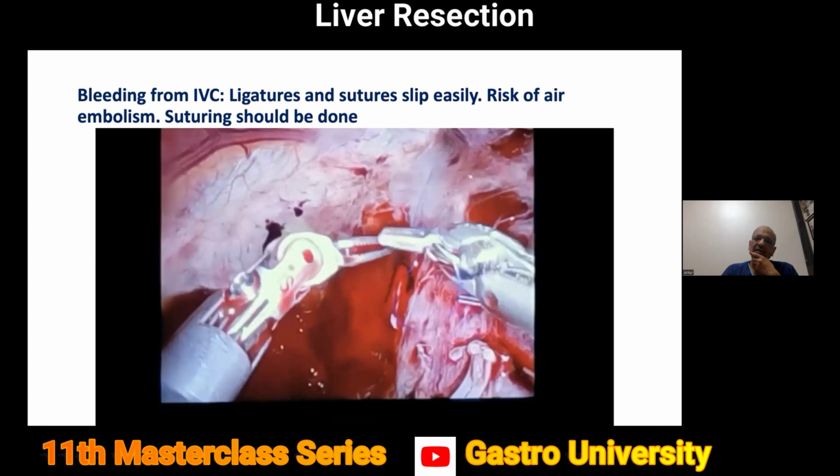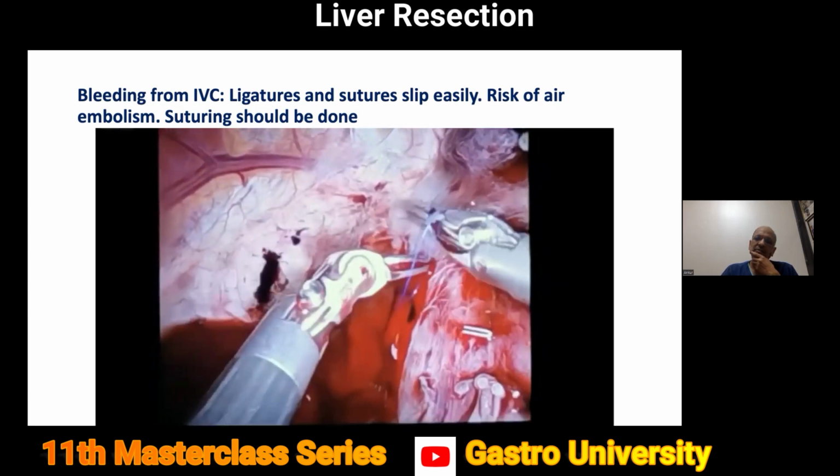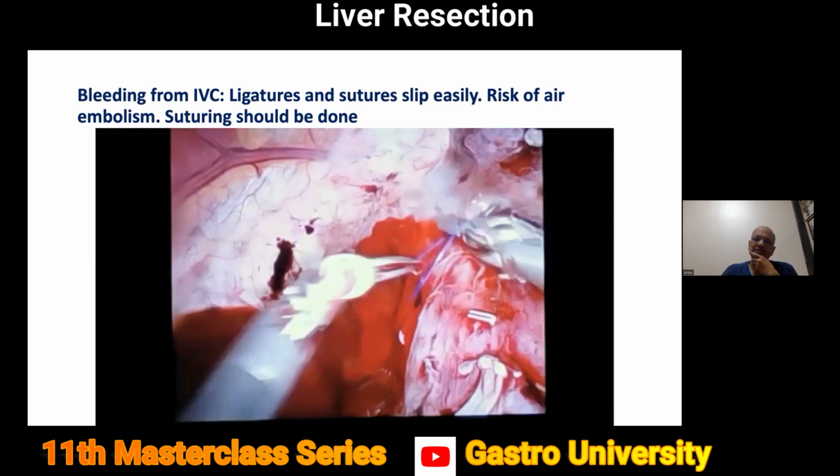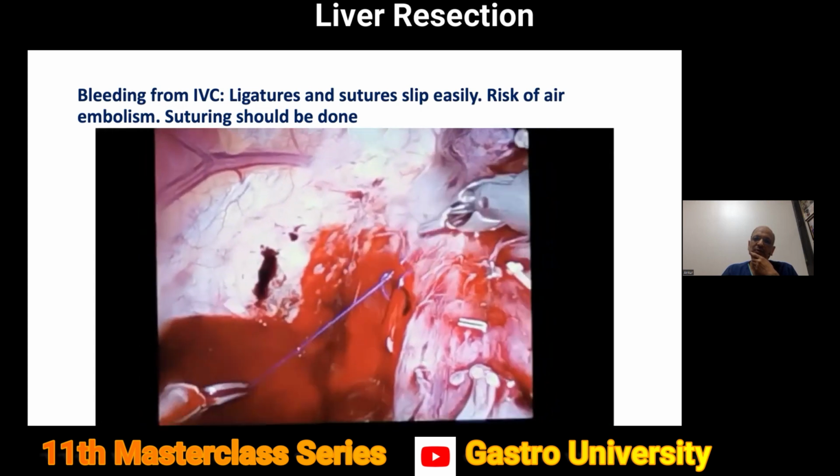But again, just have patience. Pneumoperitoneum, as I said, is the surgeon's friend, so the bleeding would have been much more in open surgery.